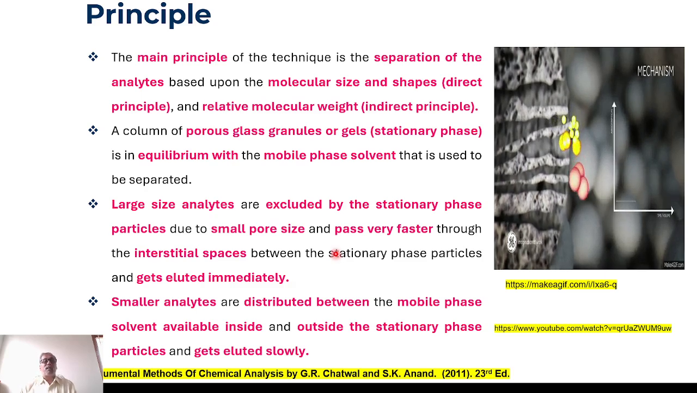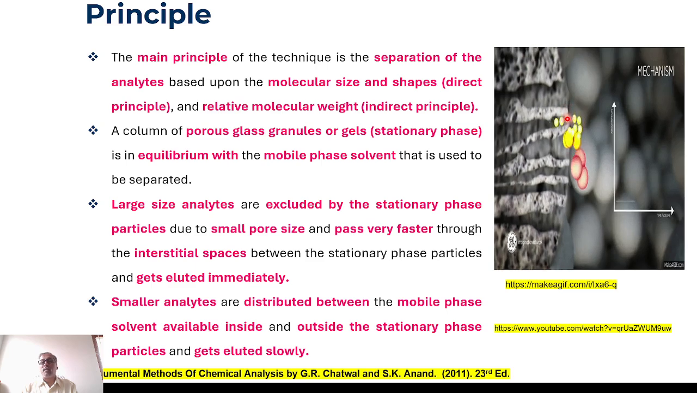The principle of this technique is very simple. We are going to separate different analytes based upon the molecular size, which is the primary parameter. Size and shape will be the primary parameter. That is the direct principle. And the relative molecular weight will be the indirect principle.